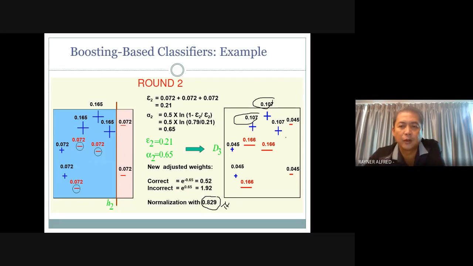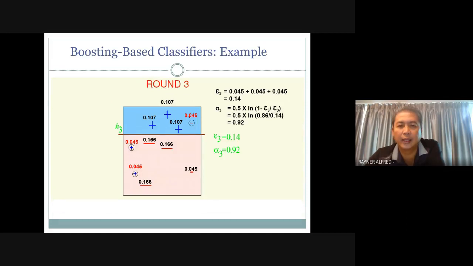Okay, so now we take this one again. We take this one again in round 3. Okay, and we have this one again. If you ask me where does this one come from, this is given. It could be here. It could be here. So this is just to illustrate to you that we are using model number 3, and model number 3 divide the search space into this.